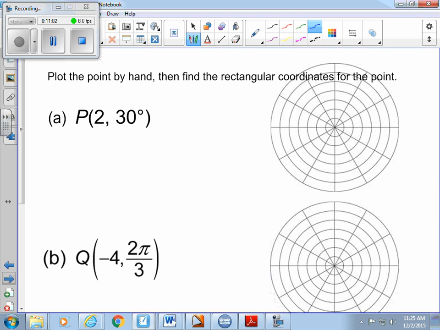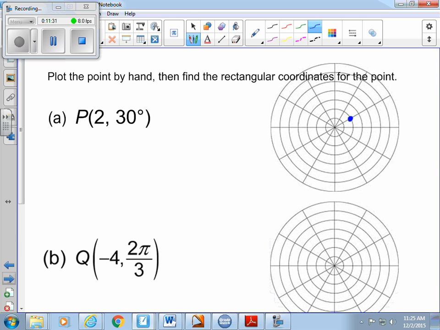So, how do I plot 2, 30 degrees? Go to the 30-degree angle, go 2 units out. This one is the 30, 90 is divided into 3 parts, the 30 degree first one. So I'm going to go 2 units out. So that's how I plot the point in polar coordinates. Any questions about that?